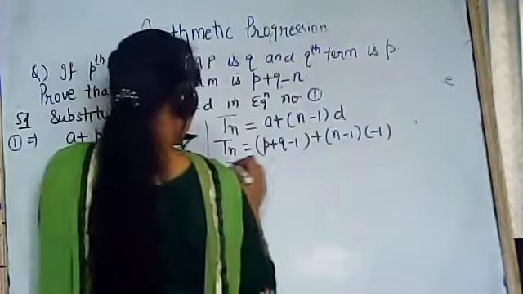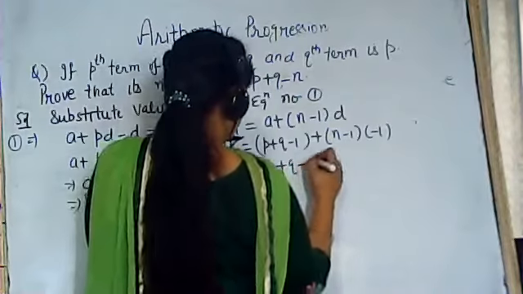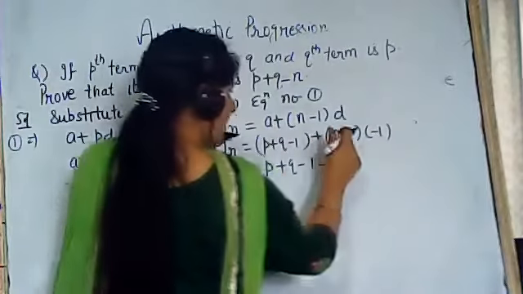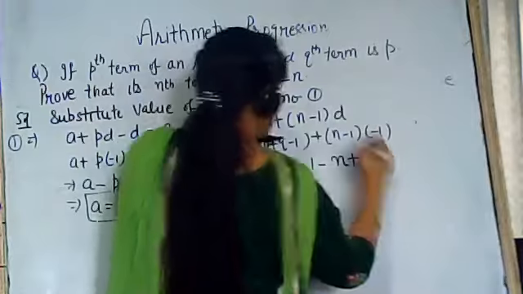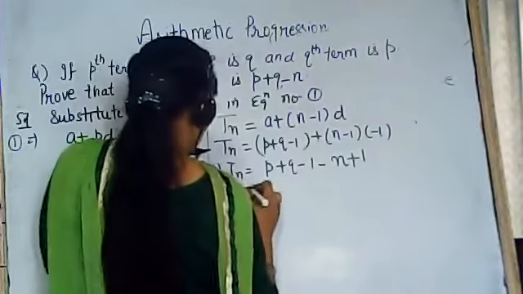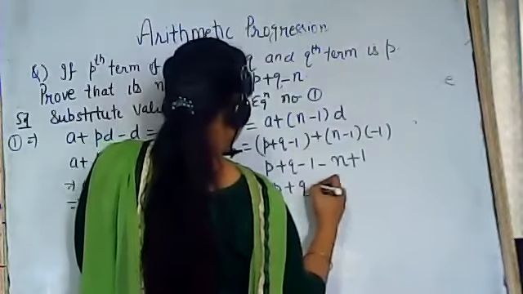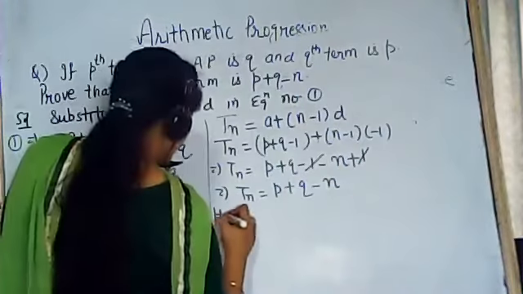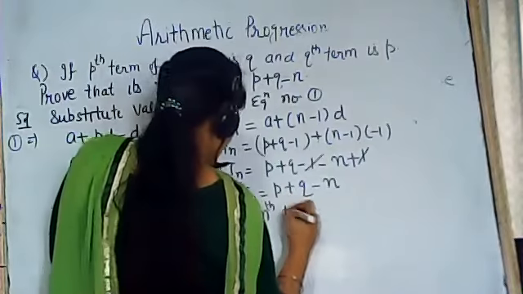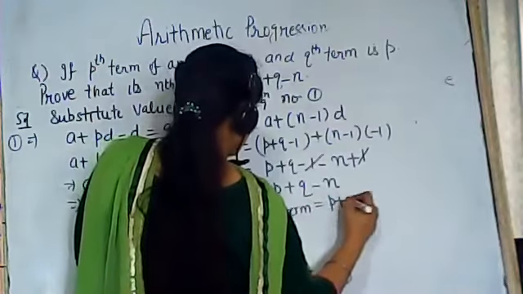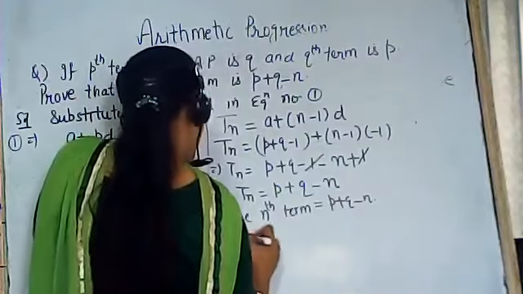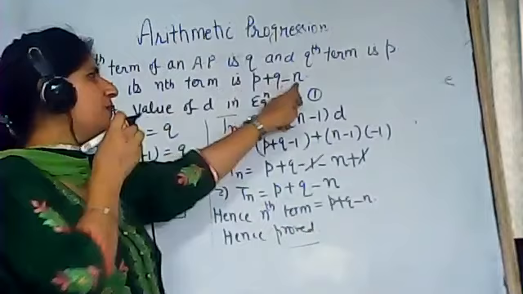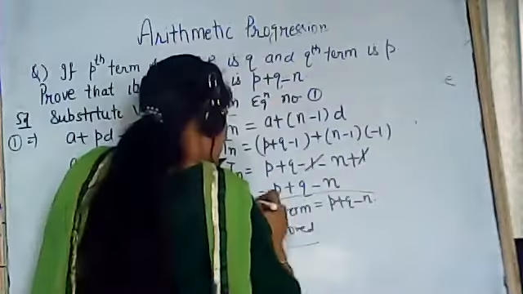So simplify this relation, you will get P plus Q minus 1 plus minus n into 1, this is equal to n, minus minus plus 1 into 1, this is equal to 1. So the nth term is equal to P plus Q minus n plus 1 minus 1, this will be cancelled out. So hence we can say the nth term is equal to P plus Q minus n. Hence proved. So this is what we had to prove, that its nth term must be equal to P plus Q minus n. So this is our result.